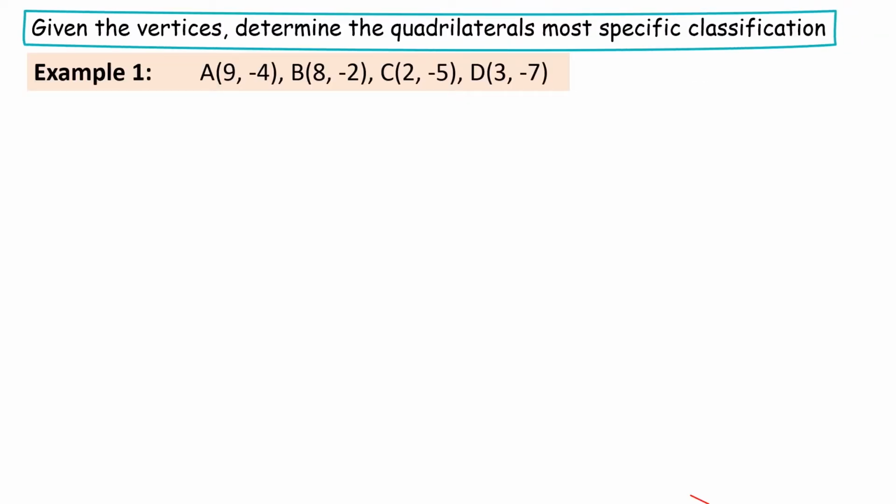Looking at example 1, it says given the vertices, determine the quadrilateral's most specific classification. I'm given these 4 ordered pairs, so I want to find the length of each side and the length of each diagonal and compare them. To find the length of each side, I just use the distance formula, and I'm going to start out with side AB. So I label it x1, y1, x2, y2, and plug it into the distance formula.